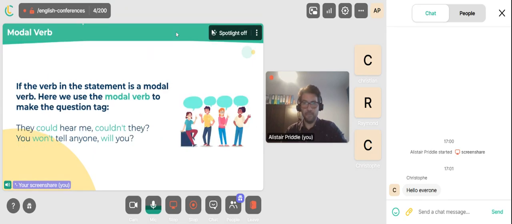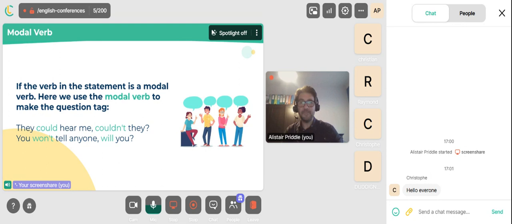And modal verbs. Okay, so if the verb in the statement is a modal verb, here we use the modal verb to make the question tag. They could hear me, couldn't they? You won't tell anyone, will you?